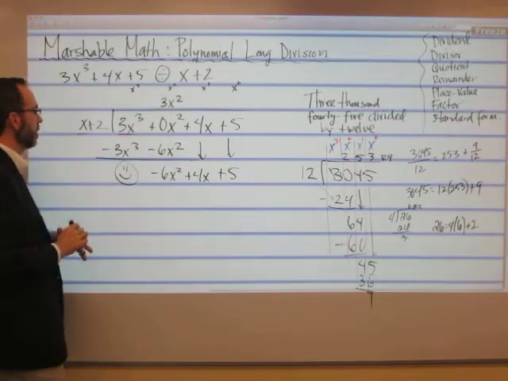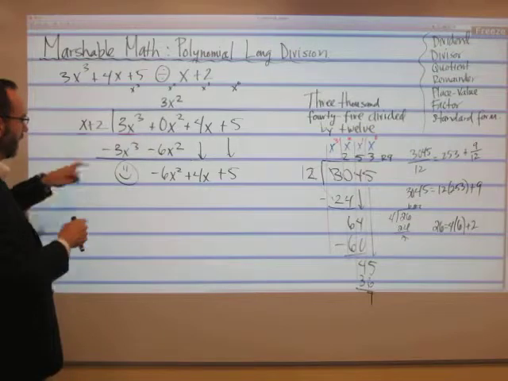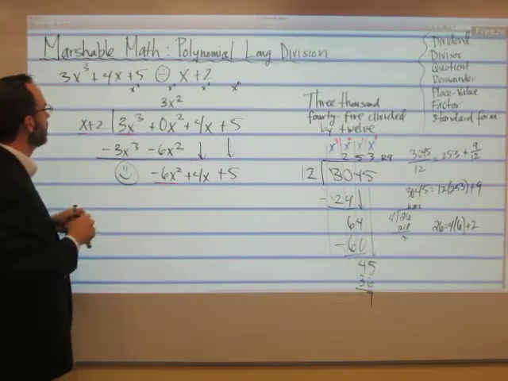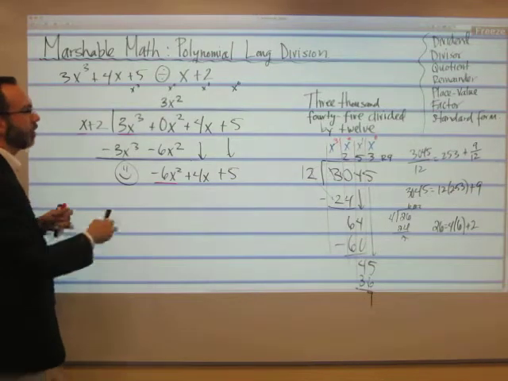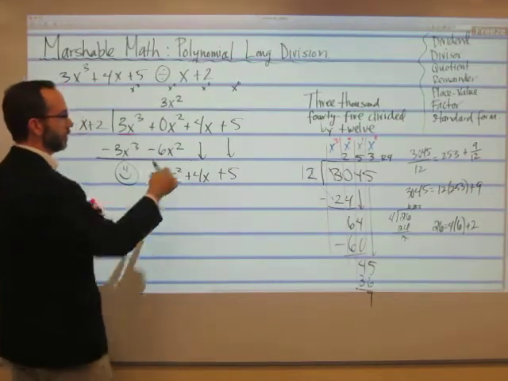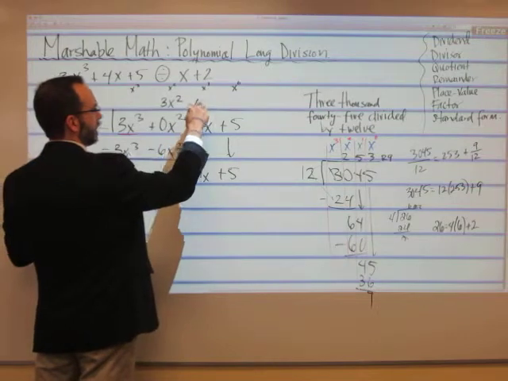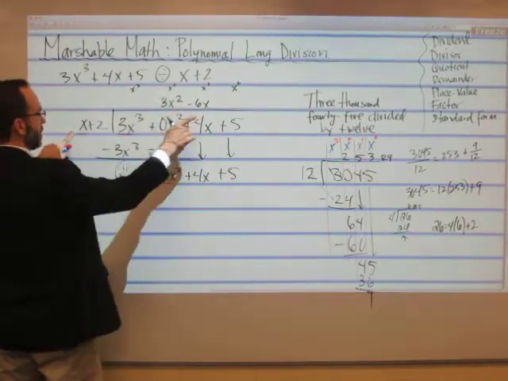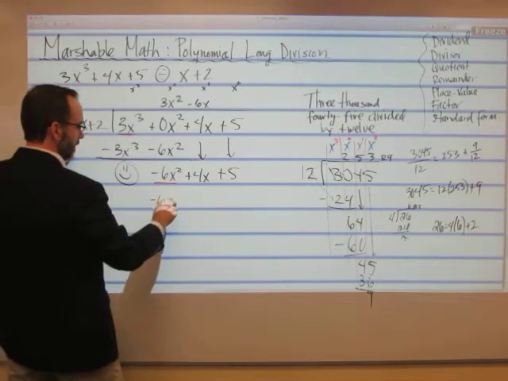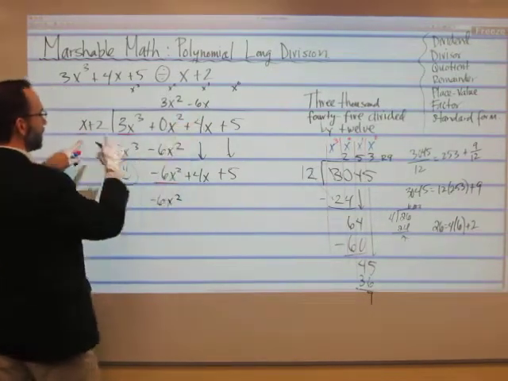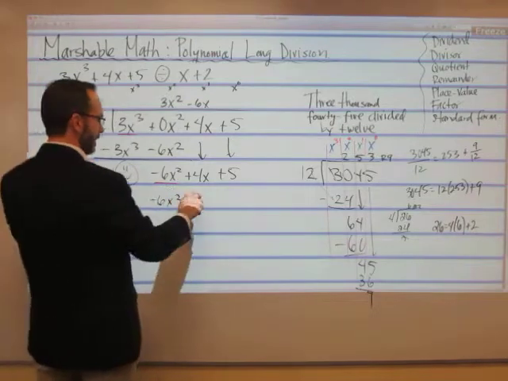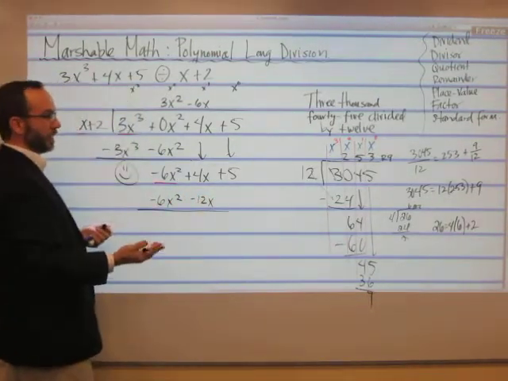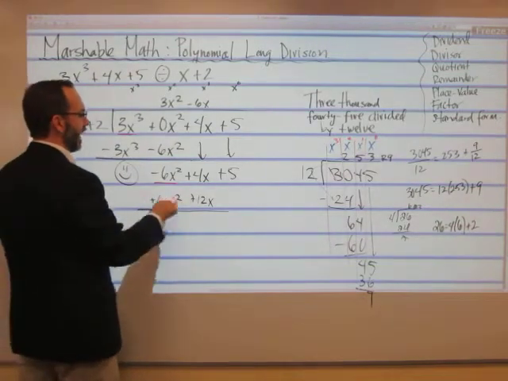Okay, same process. What do I multiply x by to get negative 6x squared? Well, let's see here. Negative 6x. Where do I write it? In the x column. Negative 6x. Now, multiply again. This term times all of these terms, negative 6x times x, negative 6x squared. Negative 6x times 2, negative 12x. Okay? Subtract the group means change the sign and add, so plus plus.